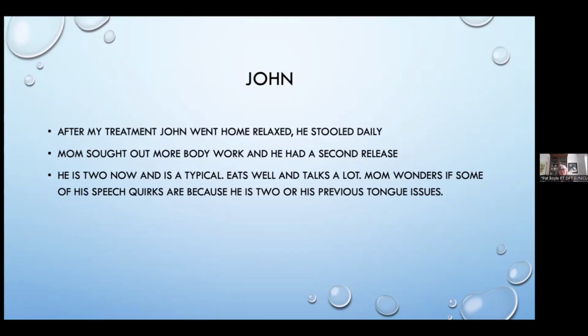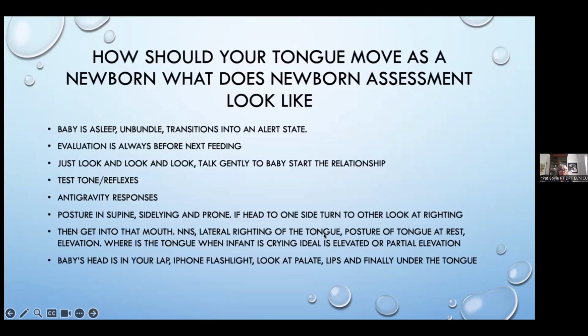She went after and got more body work to have a second release. And she sent me a picture of him the other day. He's 2, and he eats typically, and he talks a lot. But mom wonders if some of his speech quirks are because he is 2 or because of his previous tongue issue. She says that they all reported that he's got a big tongue. And I think the releases helped with better movement.